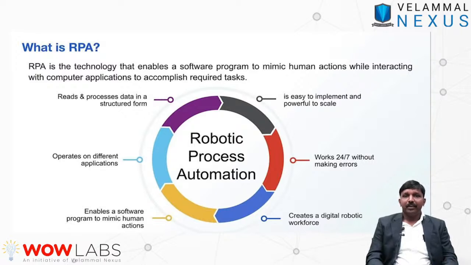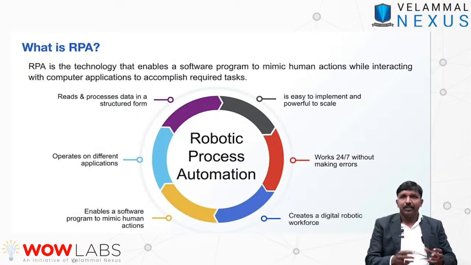Number one, it enables software to mimic human action. Whatever job or process is done by a human being will be repeated or done by robots without the help of a human being. Then it operates on any different applications, so there is no need to worry about integration with other applications, like Excel, PowerPoint, or a website. If you want to extract data from a website, how to integrate this website into our regular process, or how to store data into an Excel automatically, or extract data from an Excel, all those things are very easy in RPA, without any difficulty or restrictions.